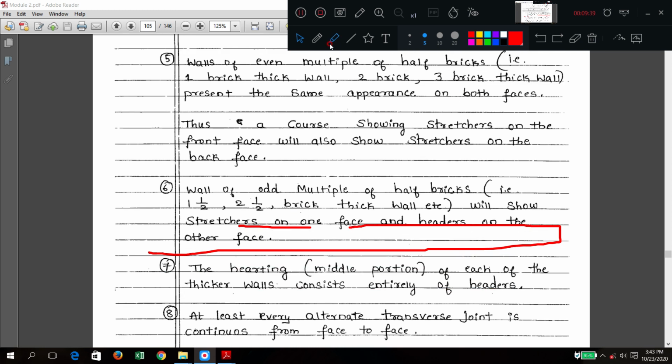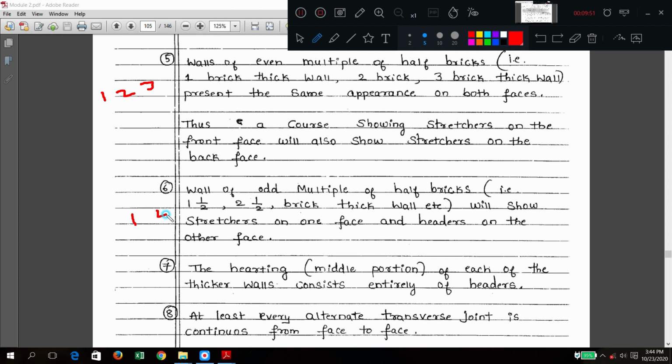So what is that point here? Both of these points I will just explain here. These are one brick, two brick, three brick. These are 1.5, 2.5, 3.5 bricks. So this is the wall cross section, when you see it from this side and when you see it from this side.